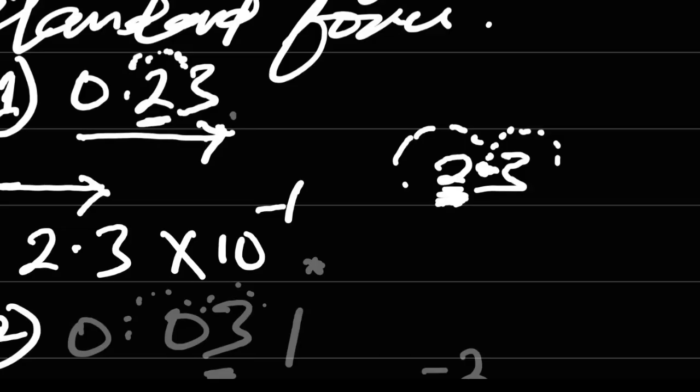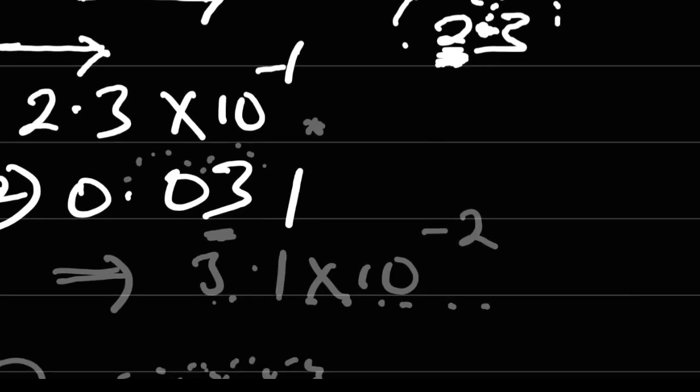Let's solve another example. 0.031. In standard form, definitely this is the first significant figure. So the point will move 1, 2. The answer will be 3.1 times 10 raised to the power of minus 2.